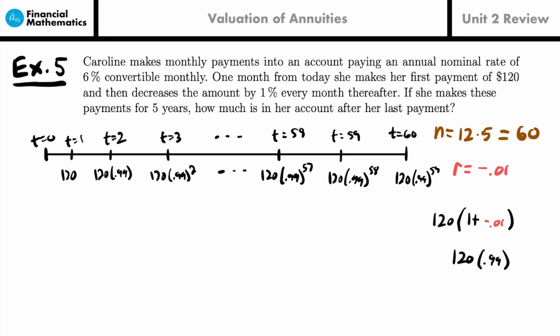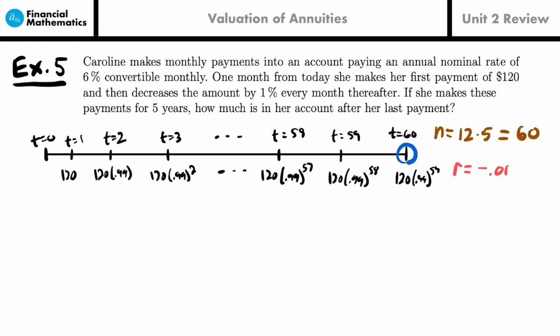Okay. So I'm going to erase this work here. We don't need that. We have now drawn out a timeline that shows all of the payments that Caroline is going to be making, her monthly payments. And so if we want to calculate the future value, which by the way is going to be the amount in her account after her last payment, so immediately after the last payment would be at time 60, that's where we want to value everything.